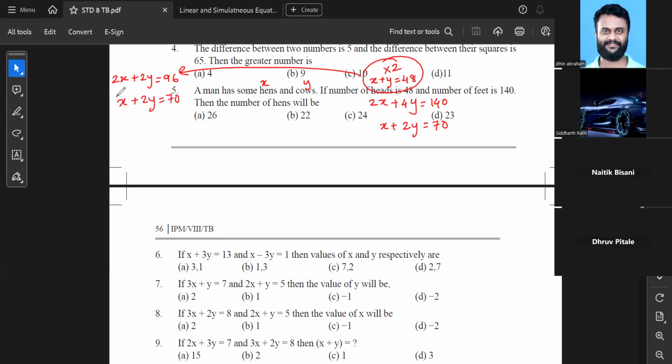In order to eliminate, I'll subtract. The signs will change. This will become negative, this will become negative, this will become negative. 2x minus x gives you x. 2y minus y cancels. 96 minus 70 gives you 26. Your answer is 26, option A. Understood? Okay. Thanks.